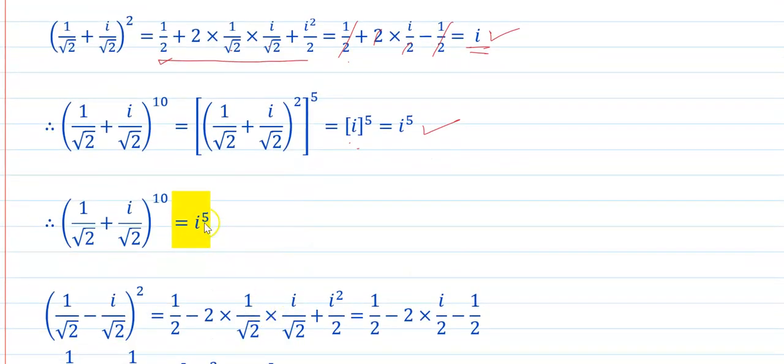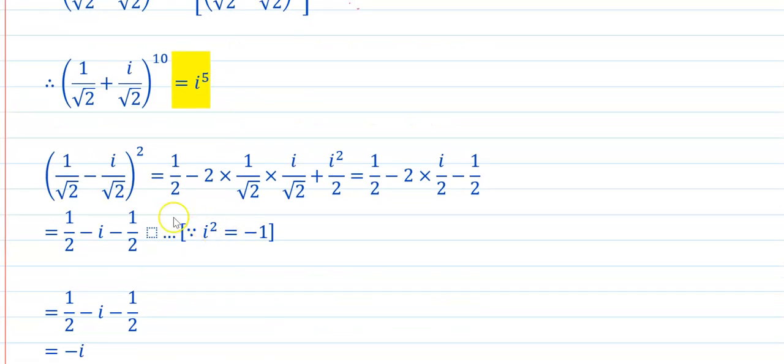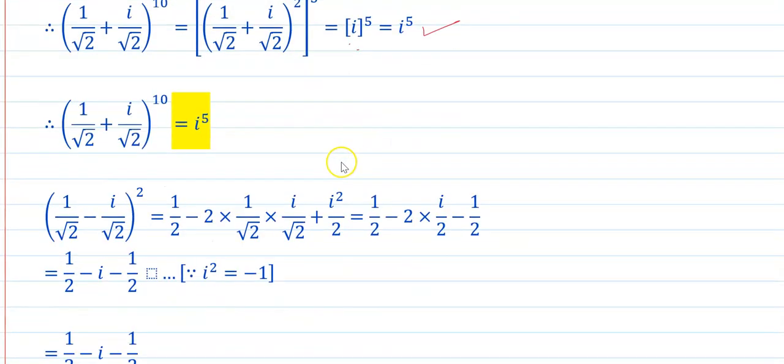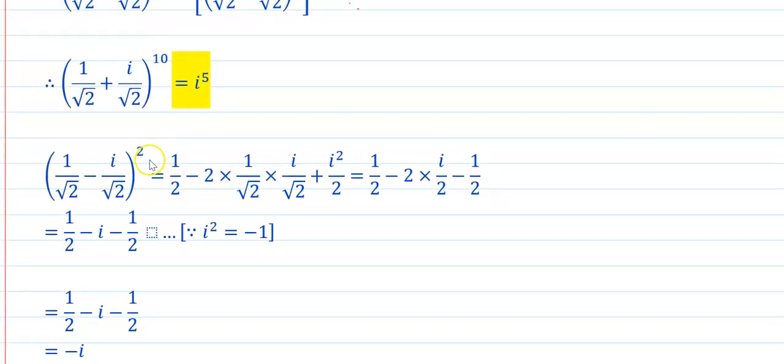Next बघा आता. This is the first. पुढची value कोणाची काढायची आपल्याला? That is 1 upon root 2 minus i by root 2 bracket to the power 10. पहिल्यांदा काय? तर त्याच्या square ची value find out करणार. 1 by root 2 minus i by root 2 bracket square. Now the expansion. First term square. 1 by root 2 चा square किती आला? 1 upon 2 minus 2 times 1 by root 2 into i by root 2 plus i by root 2 चा square. That is i square upon 2.